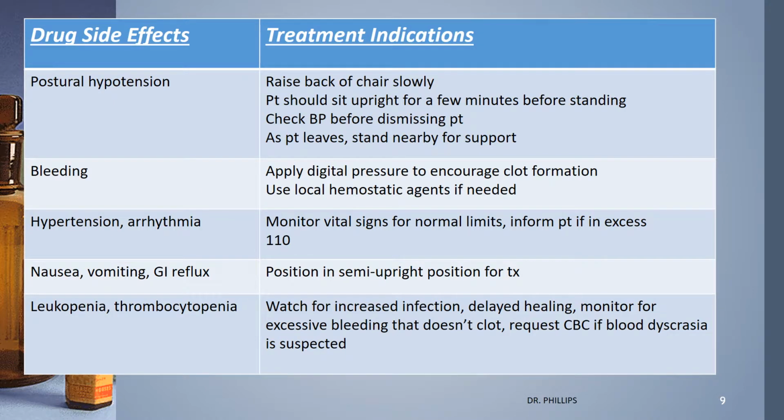So this is a chart that's also in your textbook, and it lists some of the drug side effects and treatment indications for each. So for postural hypotension, remember this is when the patient's blood pressure is going to drop from changing positions, either from a supine position to an upright position, or when you have them leave the chair to standing. So you want to make sure that you raise the back of the chair slowly. The patient should typically sit in the upright position for a few minutes before standing, and this is typically a good time when we, as the hygienist, will be doing some chart work before we release the patient. You might want to check their blood pressure before dismissing the patient to ensure that their blood pressure is back to normal. As the patients leave, you should also stand nearby for support.